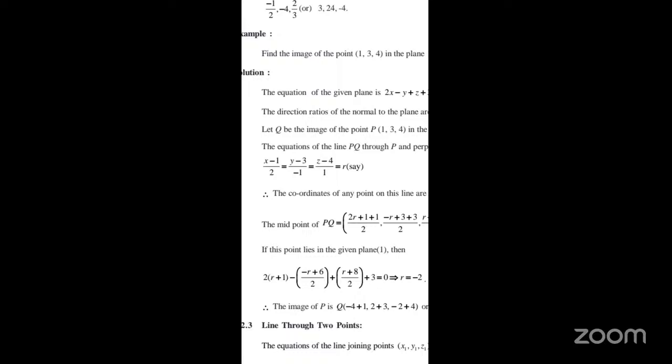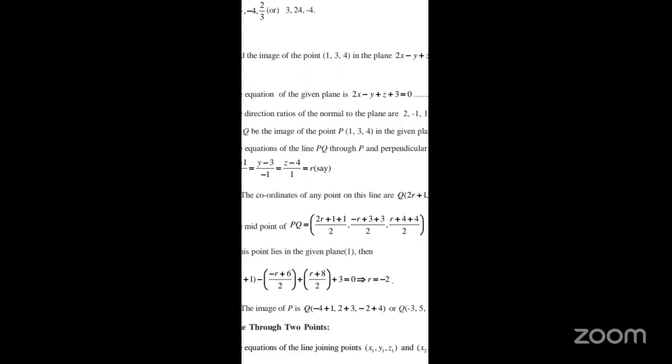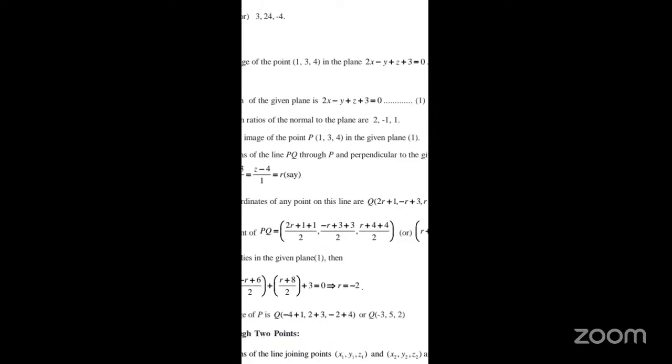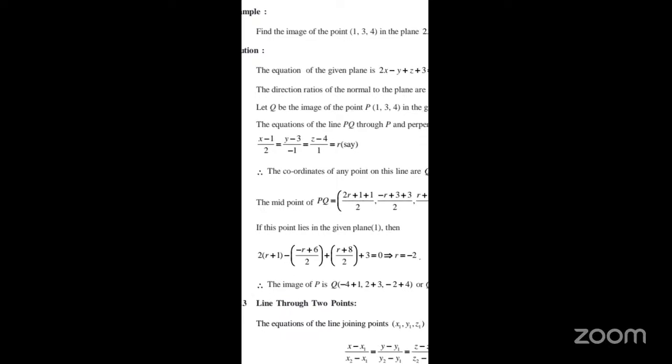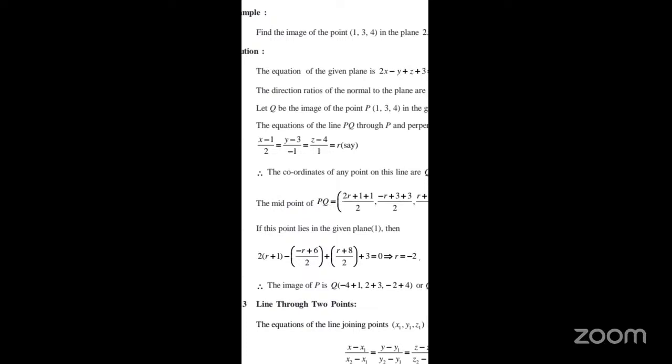Now here, you have to find the image of the point 1, 3, 4 in the given plane. You just have to write the line equation through the points P and Q. Say the Q point is x1, y1, z1, or x, y, z, whatever it is. And according to that, the given point is 1, 3, 4.